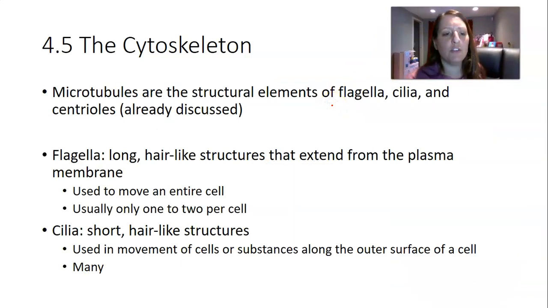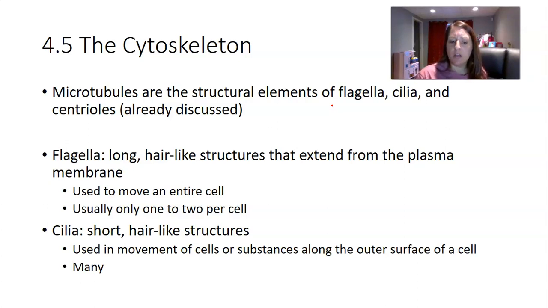One of the other major roles of microtubules, besides being used in cell division, is that they're involved in movement of cells. So when we look at structures like flagella, whip-like tails, or cilia, those are structures that are involved in movement. Flagella, we saw when we looked at the bacterial cell. Another example of a cell that has a flagellum would be a sperm cell.